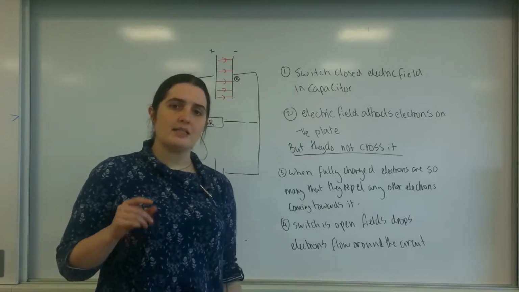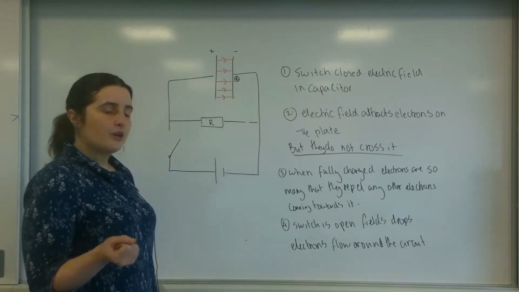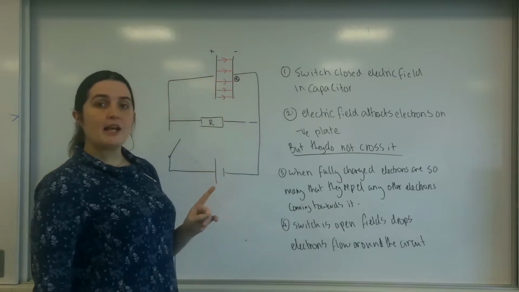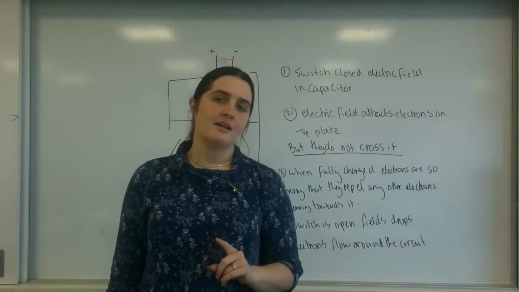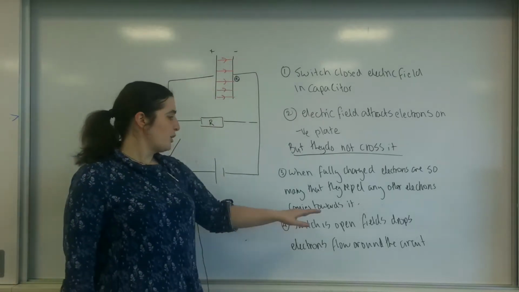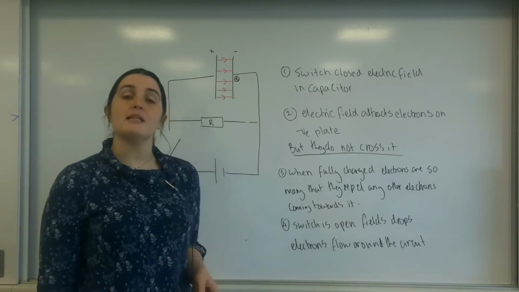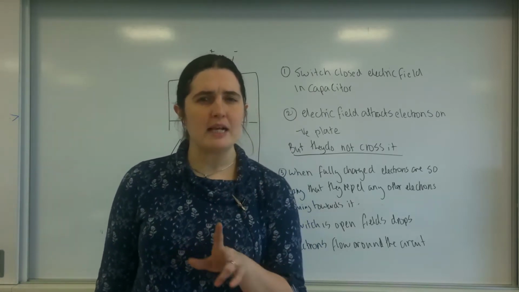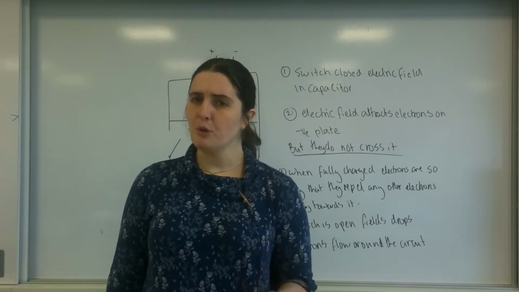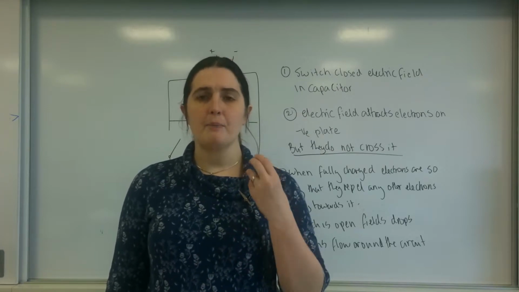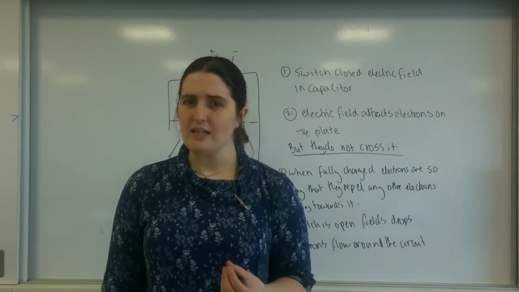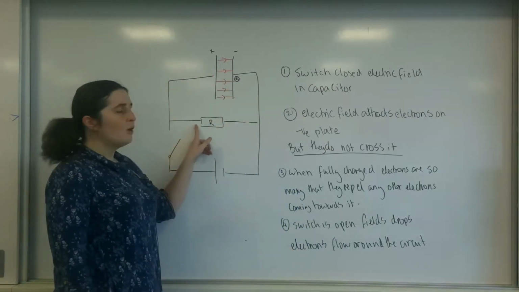The important thing is what happens when I take the electric field away. When I turn the switch off, this electric field would disappear. The thing that is holding all of those electrons there will not be there anymore. So the switch is open, the field drops, the electrons flow around the circuit, and these electrons will leave. Depending on a few things about the circuit, it depends on how quickly they leave. The two things that predominantly affect how quickly a capacitor will discharge are how many electrons it was holding in the first place and the resistance of that circuit. So this resistor here will affect the circuit.